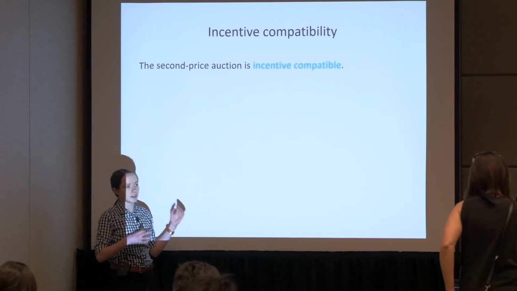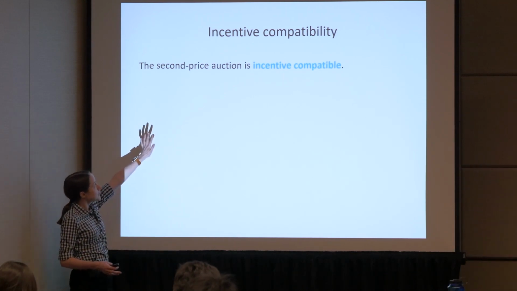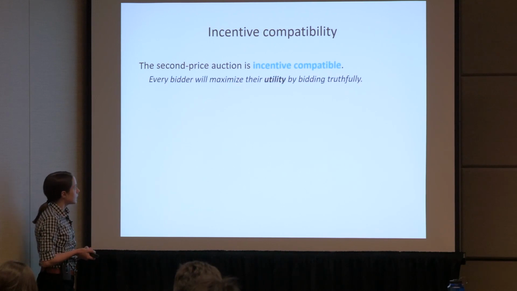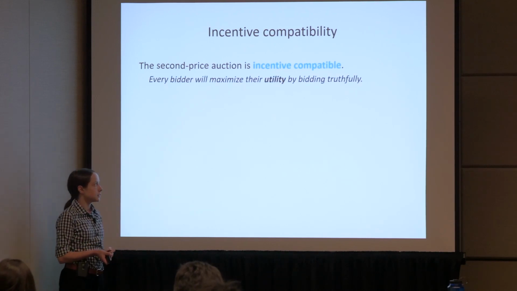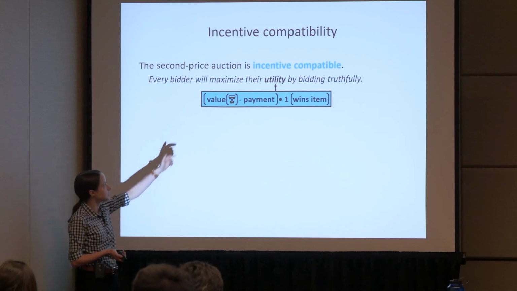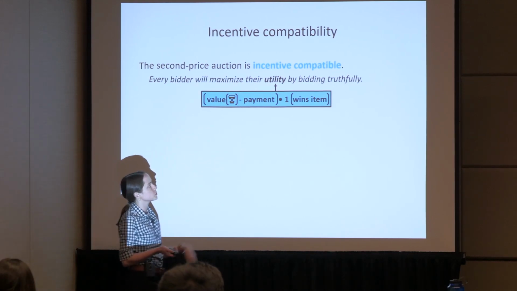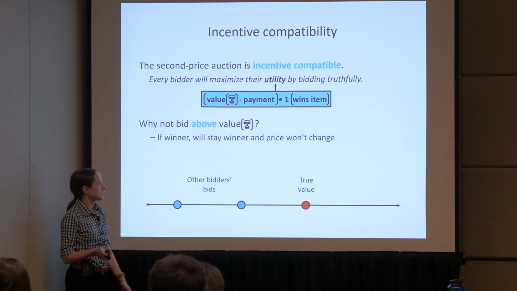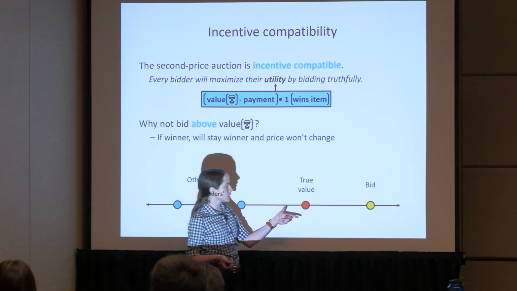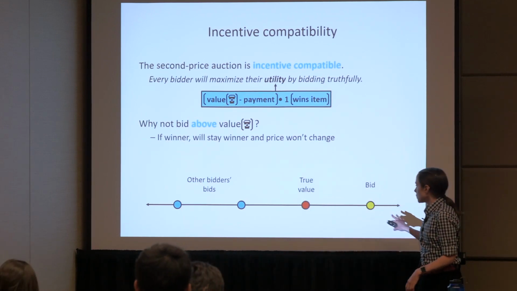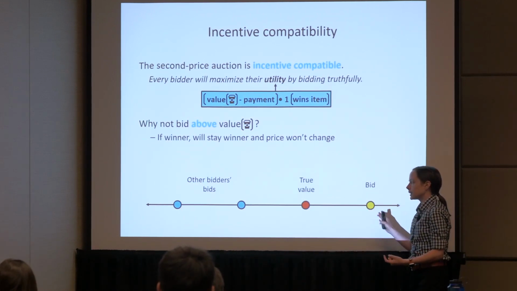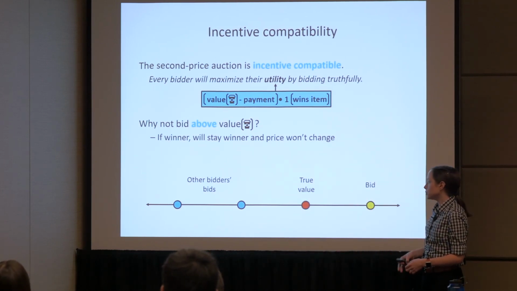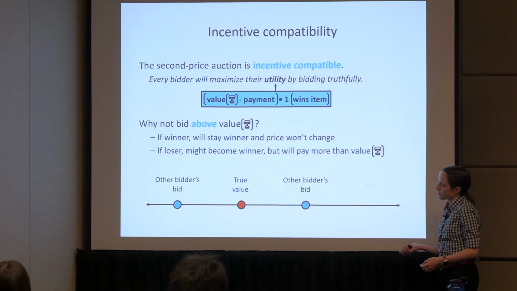Okay, so just to make this a little more clear, I'm going to show you that the second price auction is incentive compatible, which means, again, that every bidder is going to maximize their utility by bidding truthfully. Their utility is their value for the item minus the payment times 1 if they win the item. So why wouldn't the buyer want to bid above their true value? Let's say that they won when they bid their true value. Well, if they increase their bid, they're going to keep winning, but they're still going to pay the second highest bid. So they have no incentive to bid above their true value in this case.